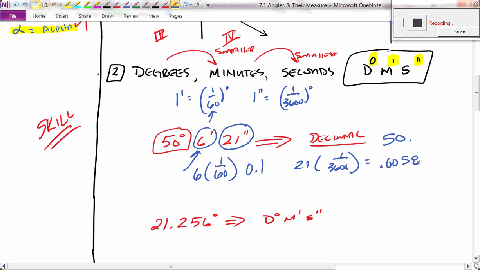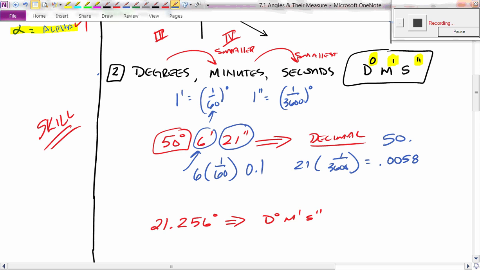0.0058, is that right? Oh, 0.058. Okay, thanks for helping me out. 0.058. Now I got 0.0058. 21 times 1/3600. Is that right? Can someone verify that, please?